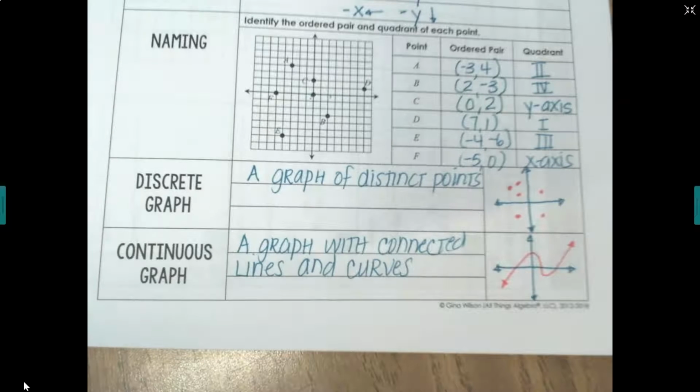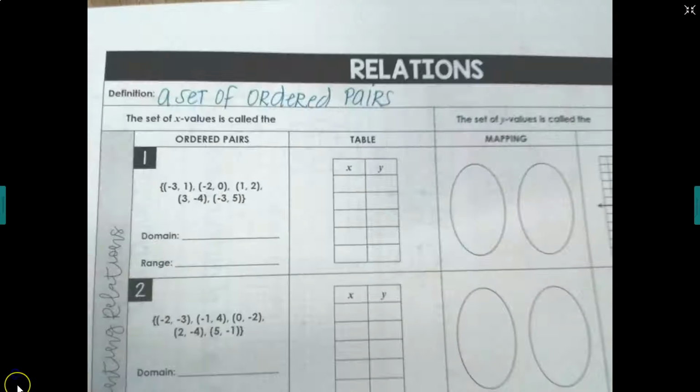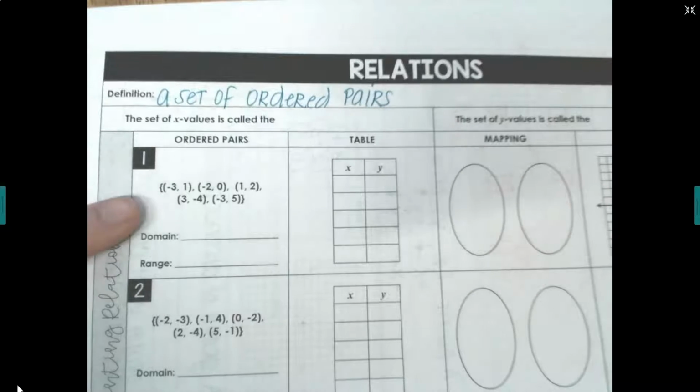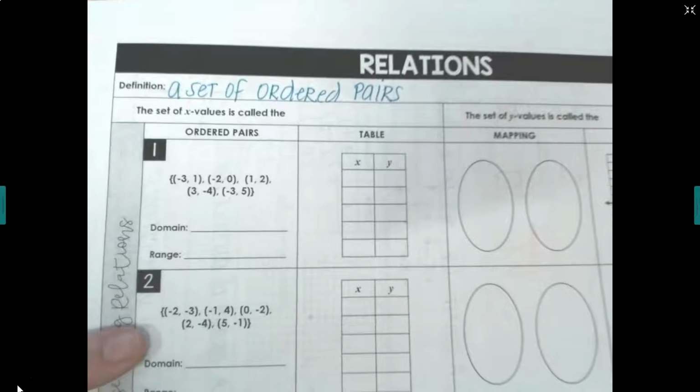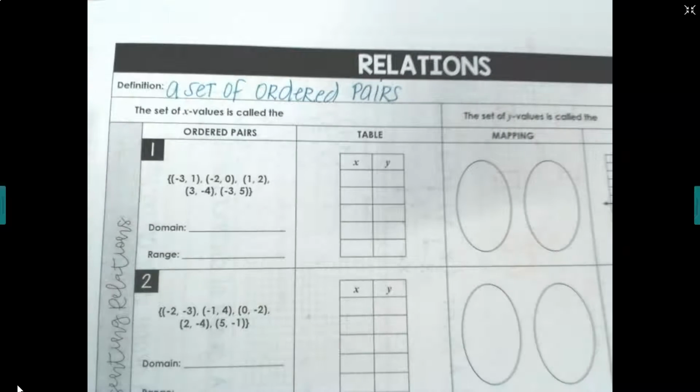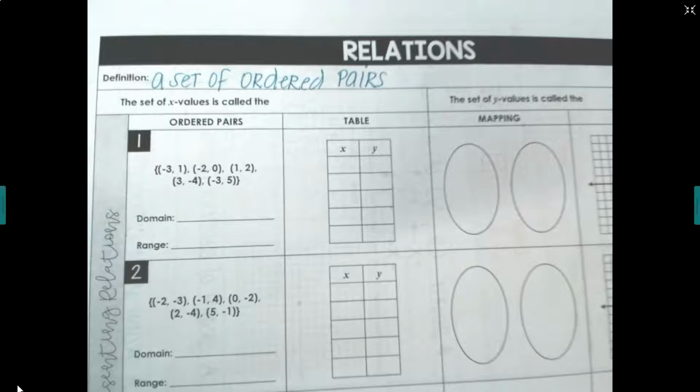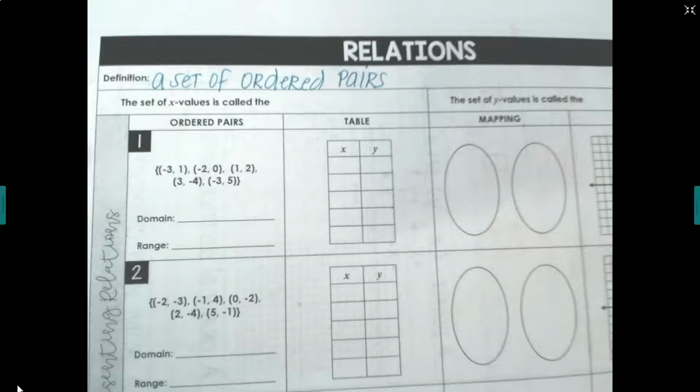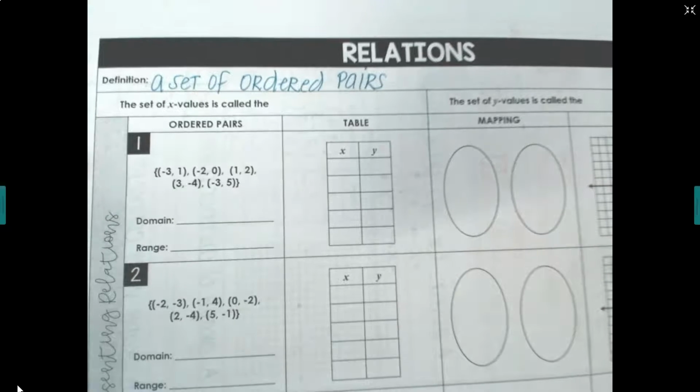All right, let's flip this over and talk about relations. A relation is a set of ordered pairs. It's just any set of ordered pairs. I have some examples of ordered pairs here in your notes. It's called a relation. What we are going to want to do with this is be able to identify the domain and the range.